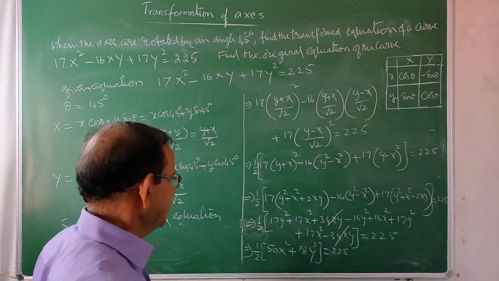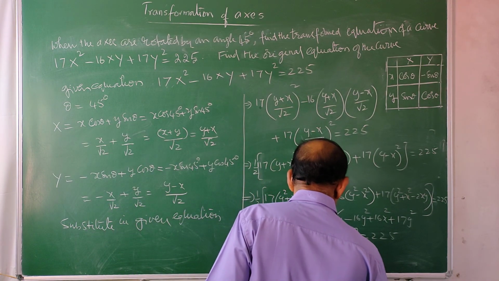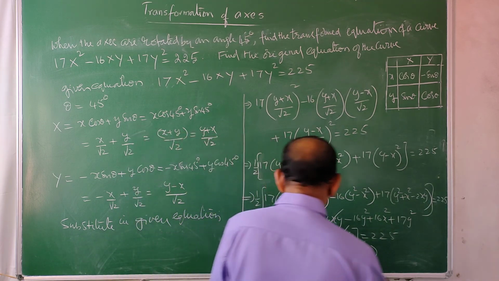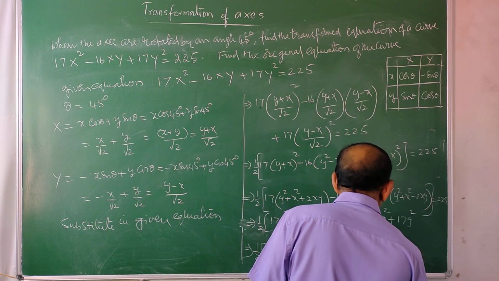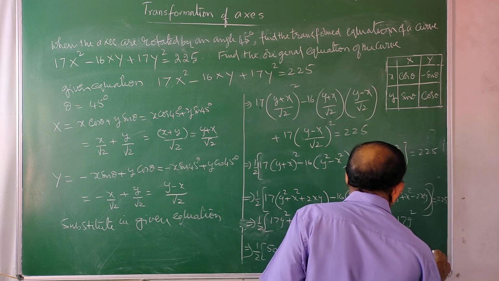Now you can take 2 common from both the terms. That implies if you take 2 common and cancel this 2, you will get 25x square plus 9y square is equal to 225.